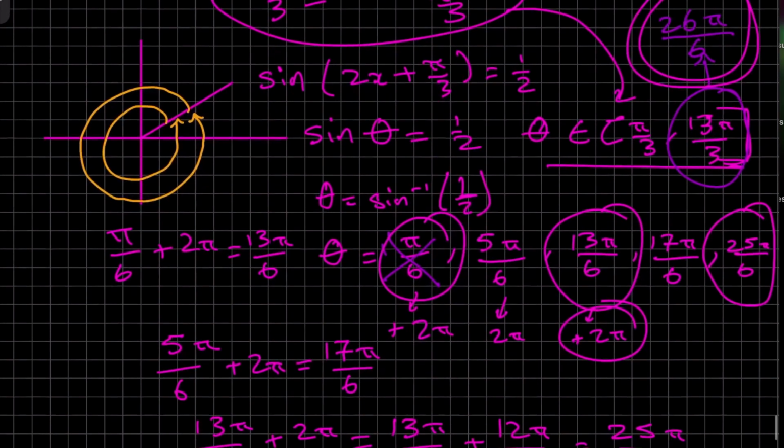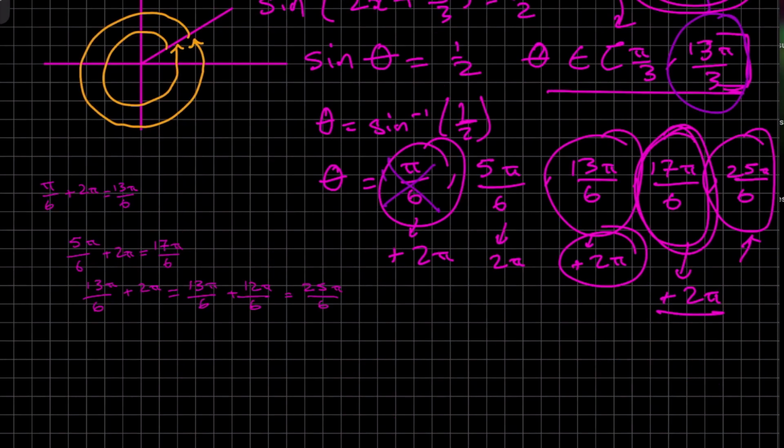Now we could also find another solution and add 2π to our 17π/6, but we can already see that we're quite close to the upper limit of our domain. And if we were to add 2π to our 17π/6, then we would get a value which is much larger than the upper limit of our domain. So the solutions that we've found for theta are 5π/6, 13π/6, 17π/6, and 25π/6.